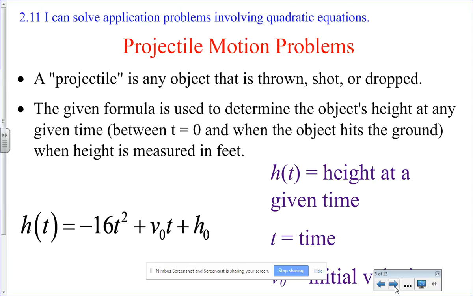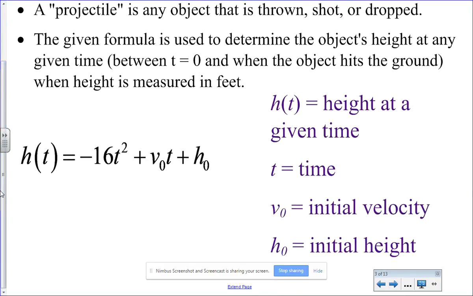The formula down here, h of t equals negative 16t squared plus v naught t plus h naught, gives you the formula to help you find the height of the object at any given time. So t stands for time. H of t here is that height at any time. This v naught is your initial velocity, so how quickly is it being thrown or shot up into the air? And then h naught is how high it is starting.